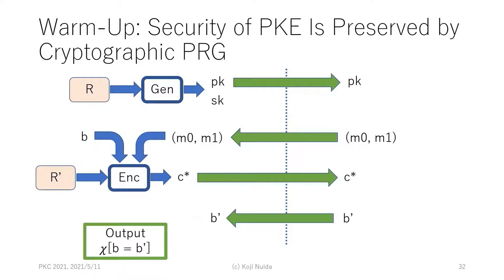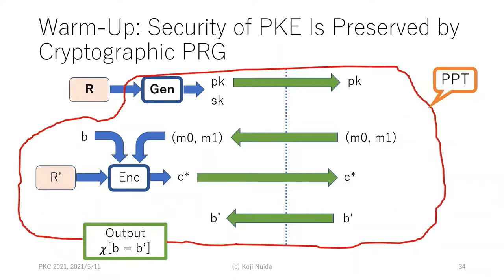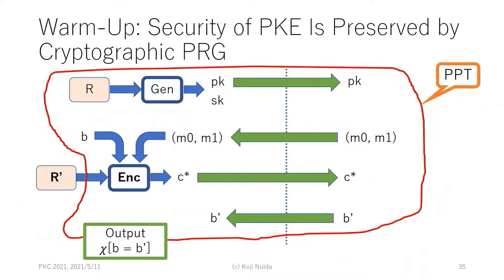This is a picture of the IND-CPA game between the challenger at the left side and the adversary at the right side. In this case, the essential point is that the plaintexts to be encrypted are chosen by a probabilistic polynomial time algorithm by the adversary. Now, when the randomness for key generation is replaced with a PRG, the whole situation surrounded by red lines can be described as a PPT algorithm. Therefore, the security of the PRG guarantees the security of the implemented scheme. And the same holds for the case of encryption.